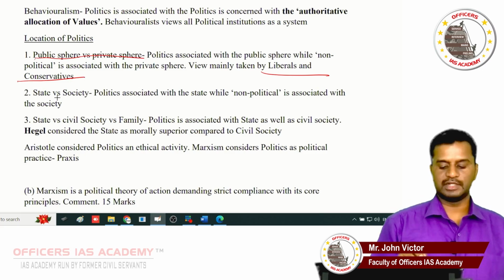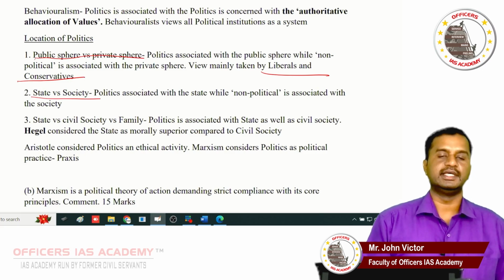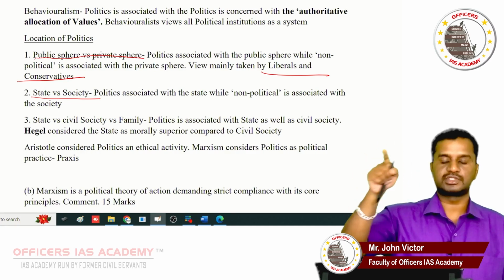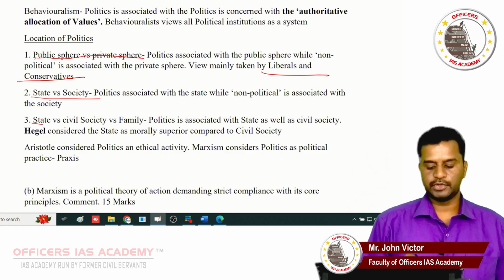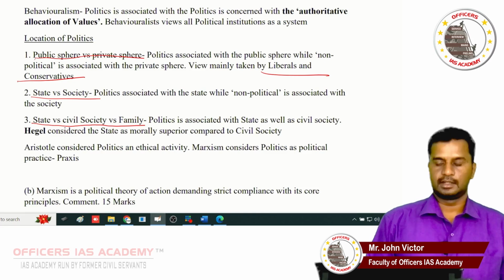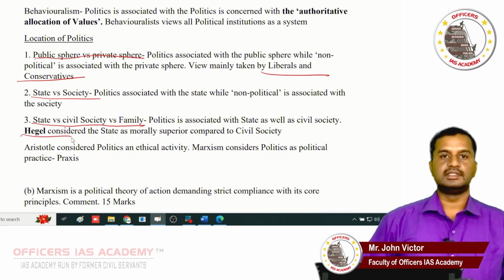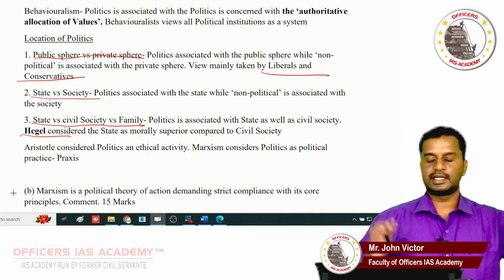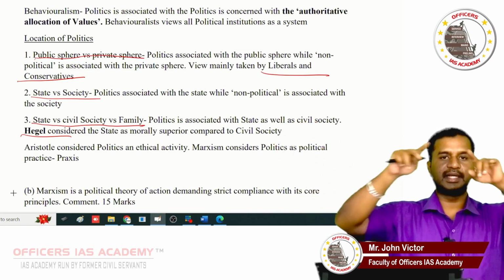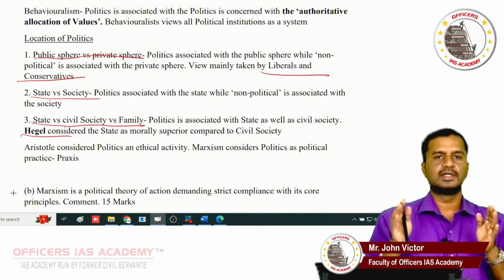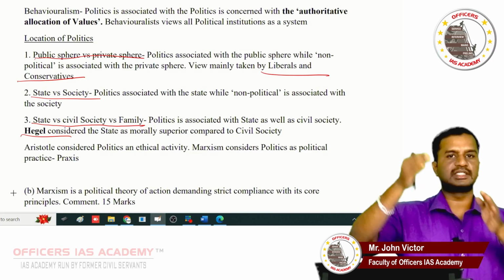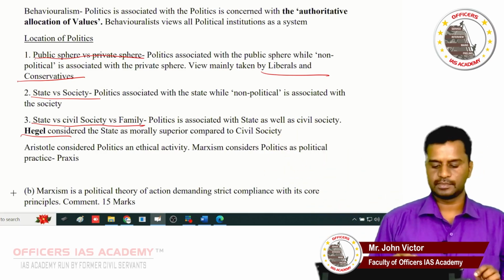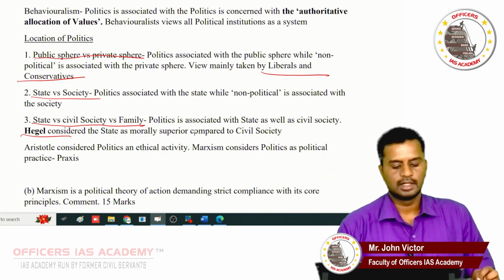Politics is also seen through the division of state versus society. Here, politics is associated with state. It is not associated with the society. There is a third view which is very dynamic. This is given by Hegel, the German scholar. According to Hegel, the state as well as the family are divided by an intermediate realm called civil society. Politics includes the state as well as the civil society. It stops where civil society meets the family. So mention the view of Hegel.